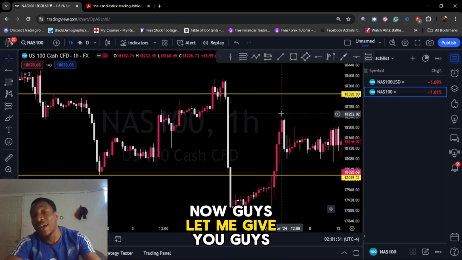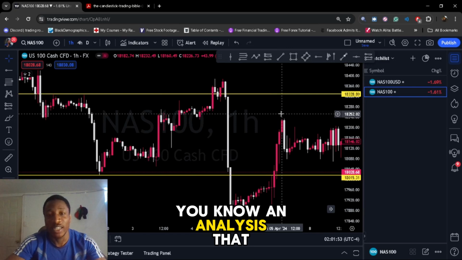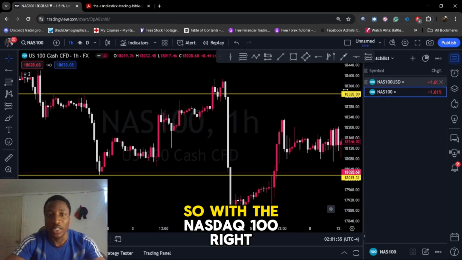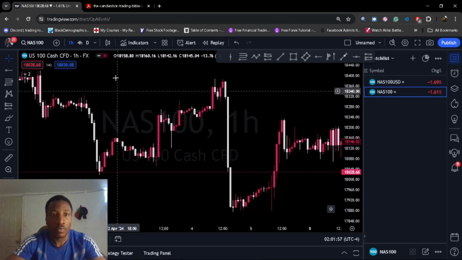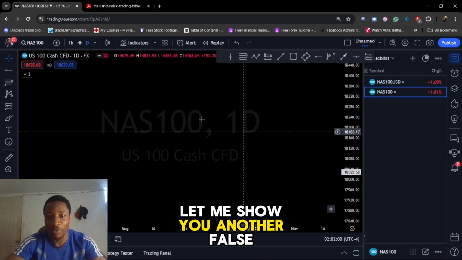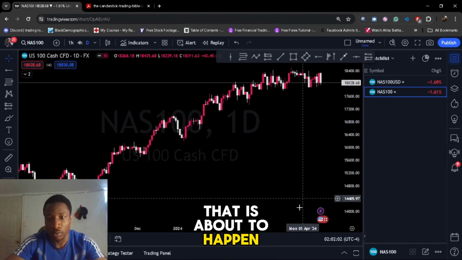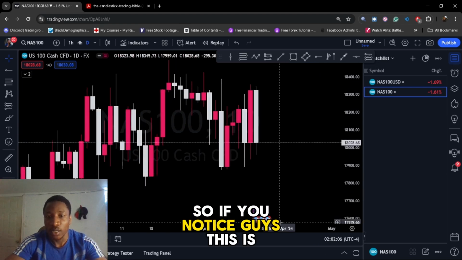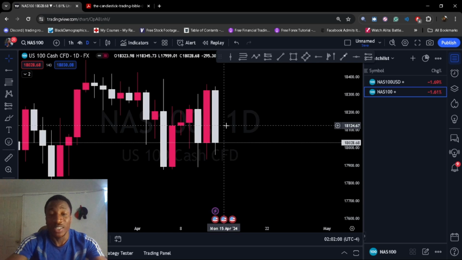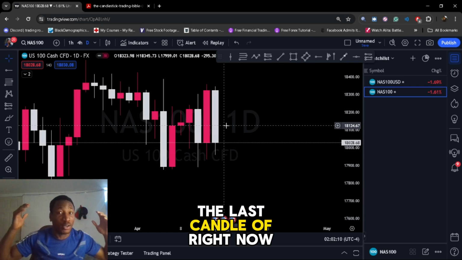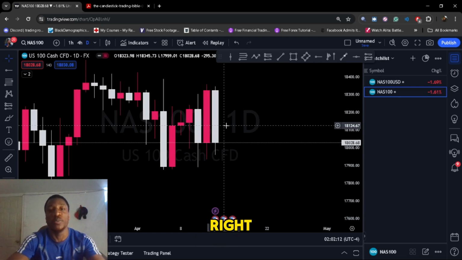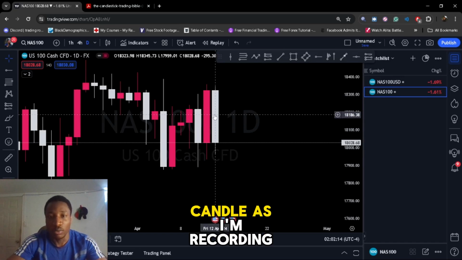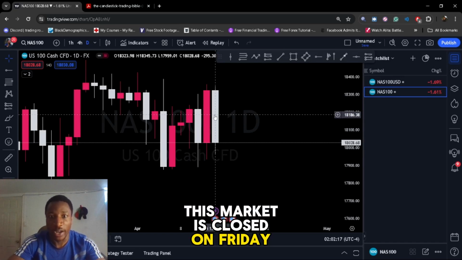Now, guys, let me give you an analysis that nobody's talking about. So with the Nasdaq 100, right, let me show you another false breakout that is about to happen. If you notice, guys, this is literally the last candle as I'm recording this. Market is closed on a Friday.